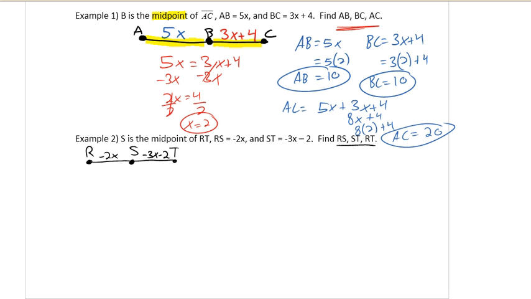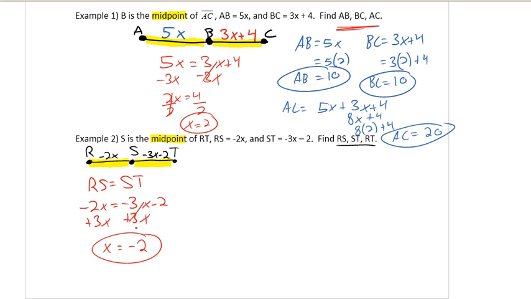So, start by knowing that we have this RS and ST are equal. Again, this is the midpoint of RT. Okay, RS is negative 2x, ST is negative 3x minus 2. We know that RS is equal to ST, so negative 2x is equal to negative 3x minus 2. Add 3x to both sides. So we have x equals negative 2. It's okay for x to be negative 2. Does not mean that segment is negative 2.